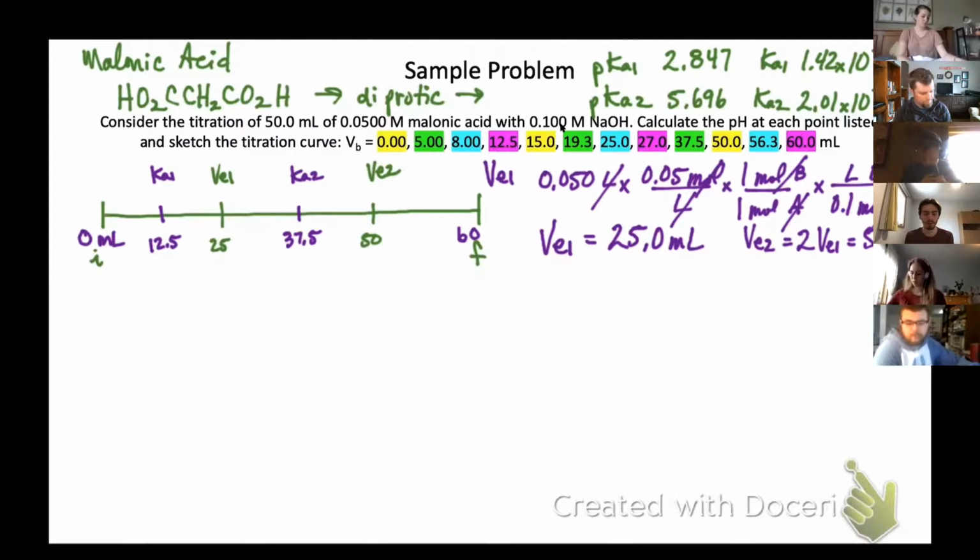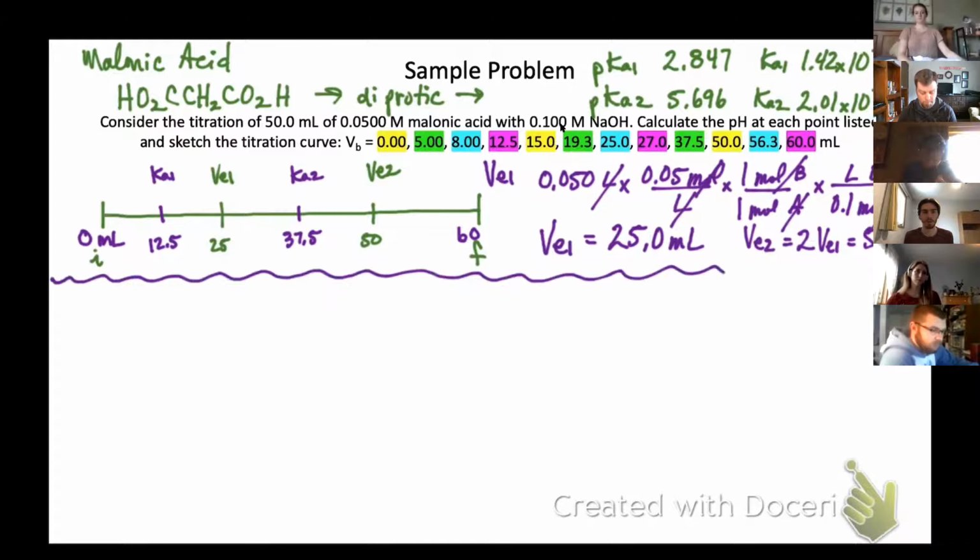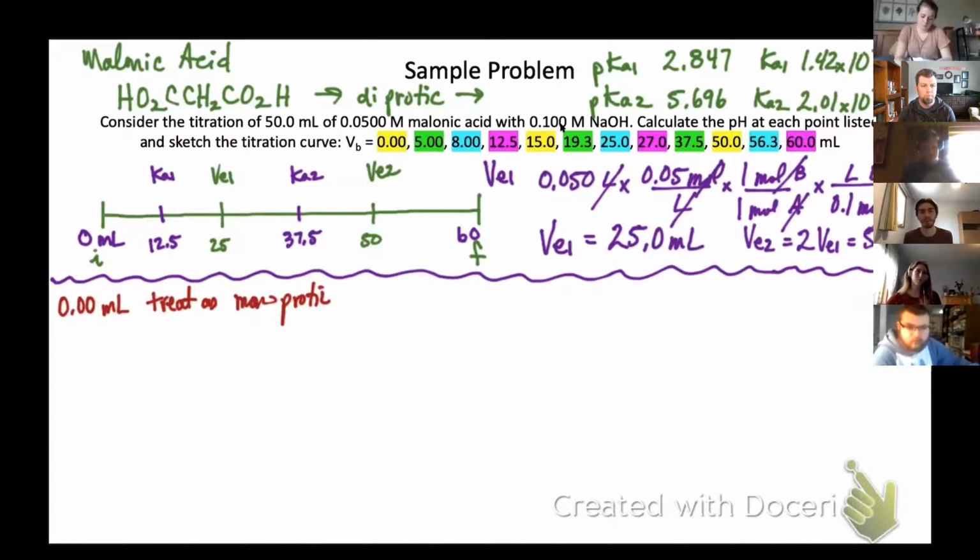So when you are at 0 of your starting reagent, whatever you're trying to add in, we treated it as a monoprotic acid at this point. So we set up a simple RICE table. This would just be your malonic acid in its fully protonated form, dissociating into one of its protons and its conjugate base.